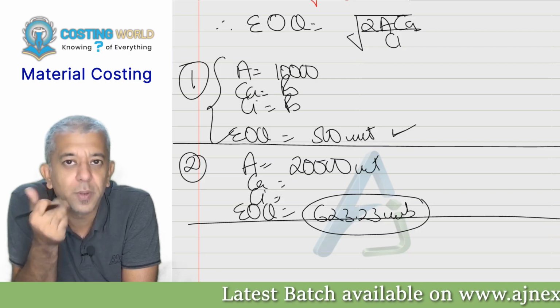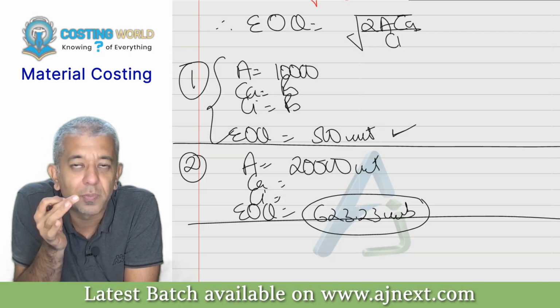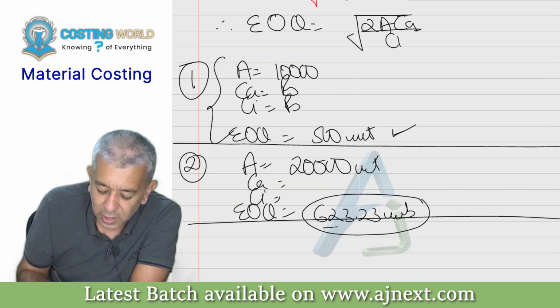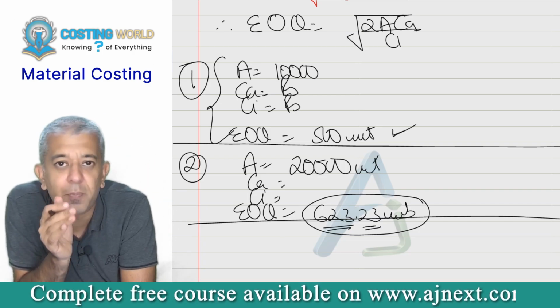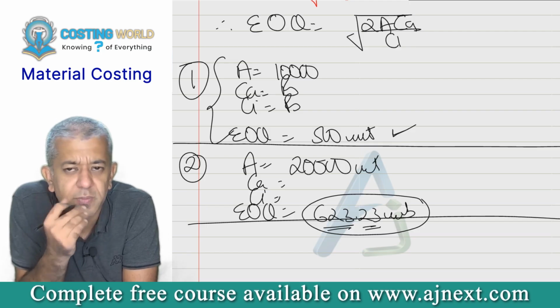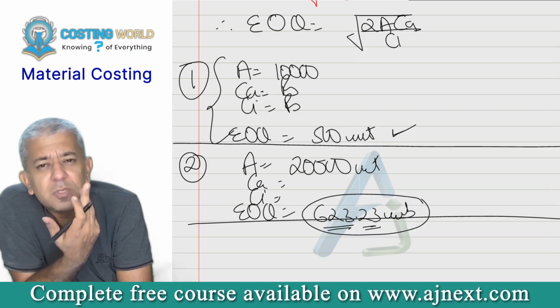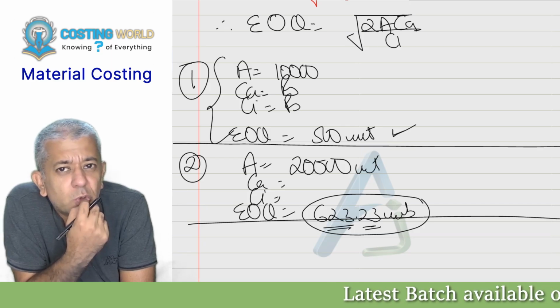How do you expect me to give you 623.23 units? If I give you 0.23 units, who will buy the 0.77 units? You all understood what I'm saying? Yes, sir. Sometimes EOQ theories don't make sense. So then what to do?